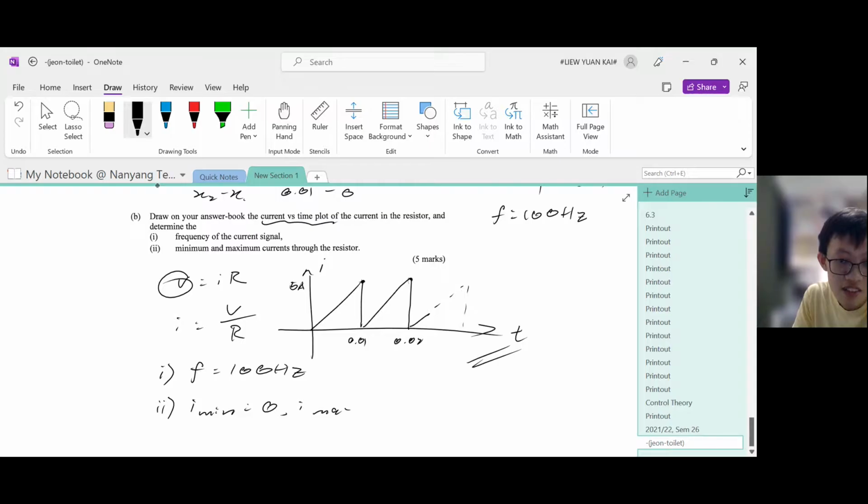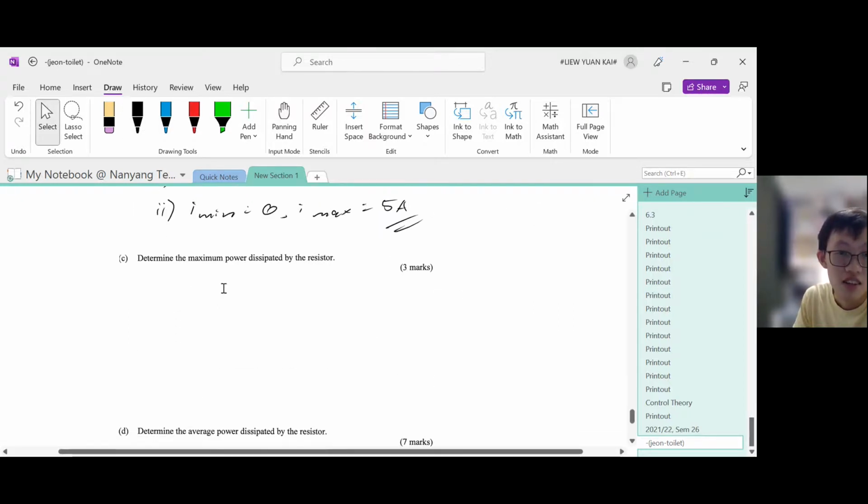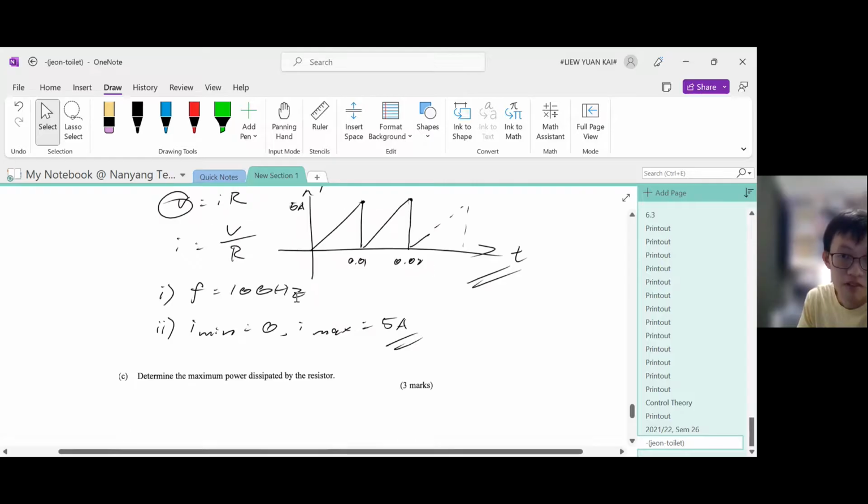And what's the highest current you can go? So let us check. Based on the graph, I can go up, go up, go up all the way to, see, 5 amperes. So my highest current is just 5 amperes. Done. Okay, so determine the maximum power dissipated by the resistor.